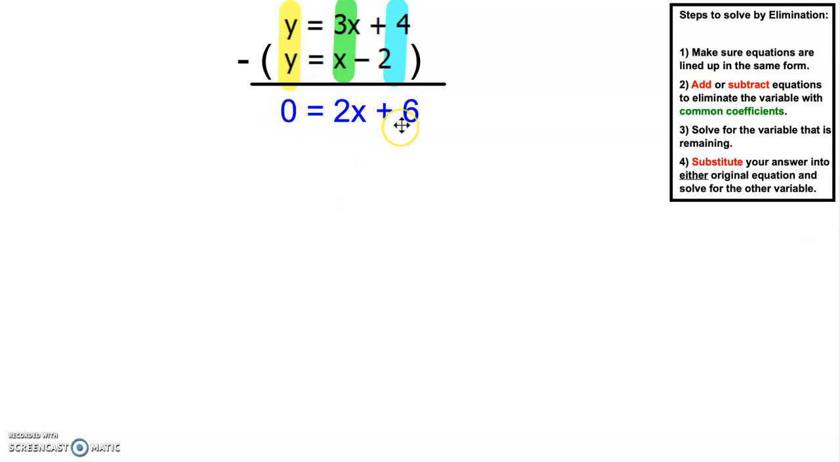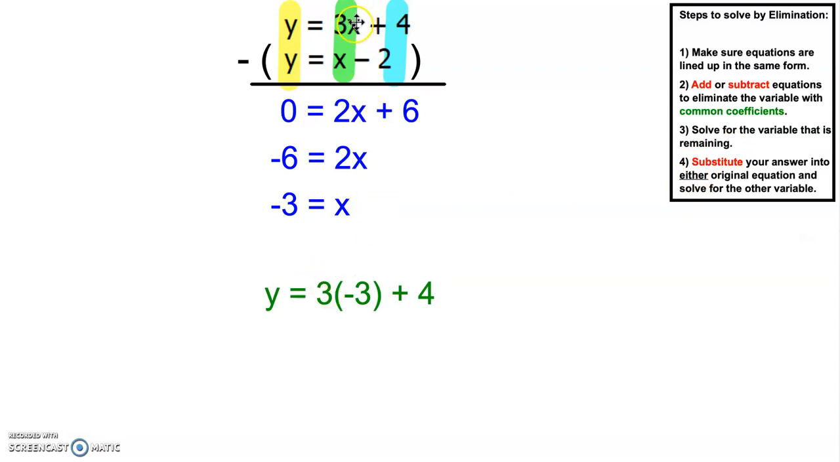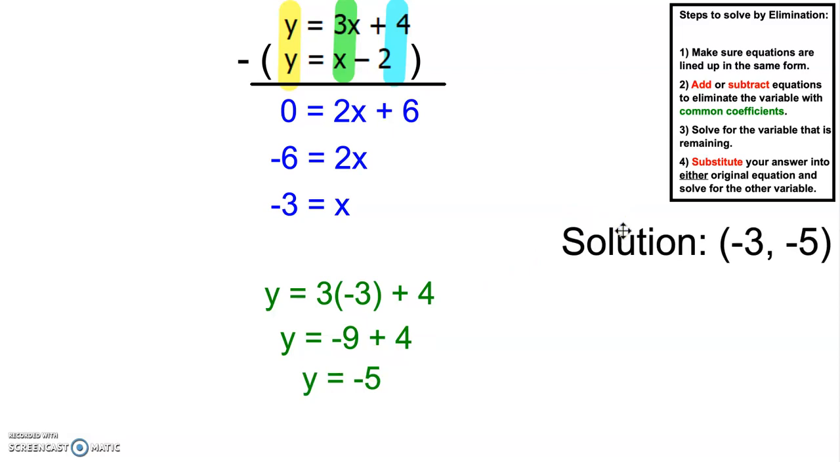Now we have an equation that we can use to solve for x. So subtract 6 and divide by 2, and we now know that x is negative 3. So now we move on to step 4, where we substitute our answer back into one of the equations. I just chose the first equation. So using that value of negative 3 that we found, we're going to figure out what the y is. So 3 times our x plus 4, negative 9 plus 4, and so our y value is negative 5. So our solution should be the point negative 3, negative 5.